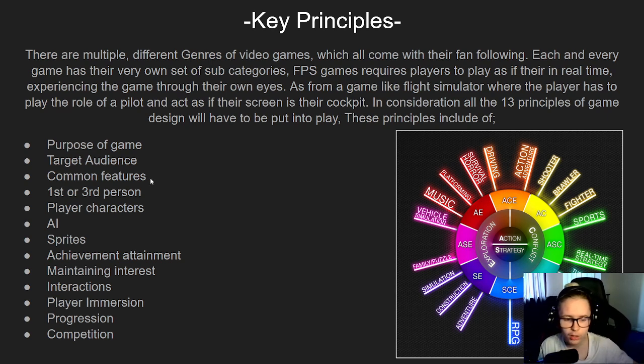Some common features. Just what you're going to include in your game that's going to be common. That could be a character sprite or a collectible. Players are going to want to know if it's first or third person. If players enjoy third person games, they may not want to play your game if it's first person, so they're going to want to know that.